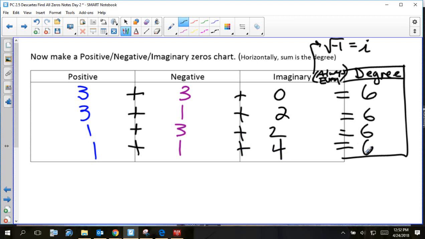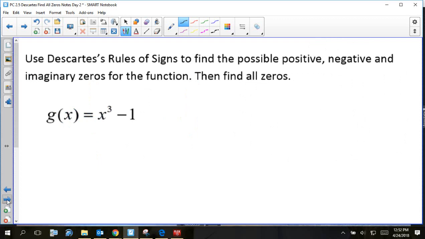Okay, so this is what we're adding on to the stuff we've been learning: now you're going to make a chart of all the possible positives, negatives, imaginary. So use Descartes' rule of signs to find the possible positive, negative, imaginary zeros. Then we're going to find all the zeros. This is what your assignment's going to look like. So we're going to start by looking for sign changes for our possible positives.